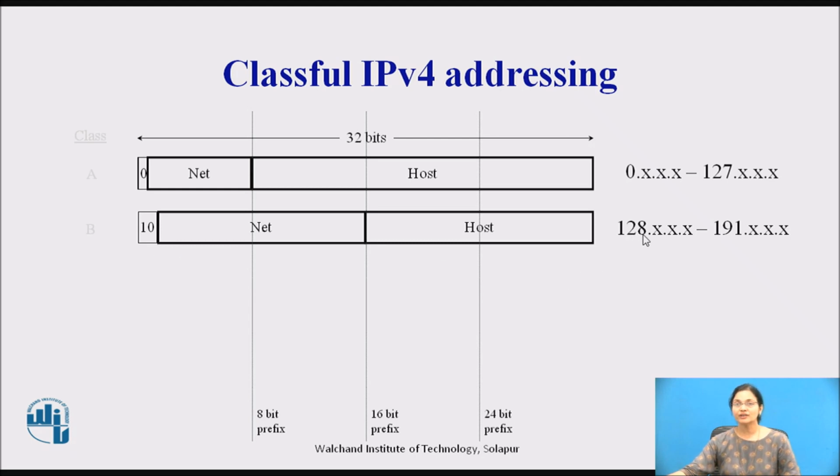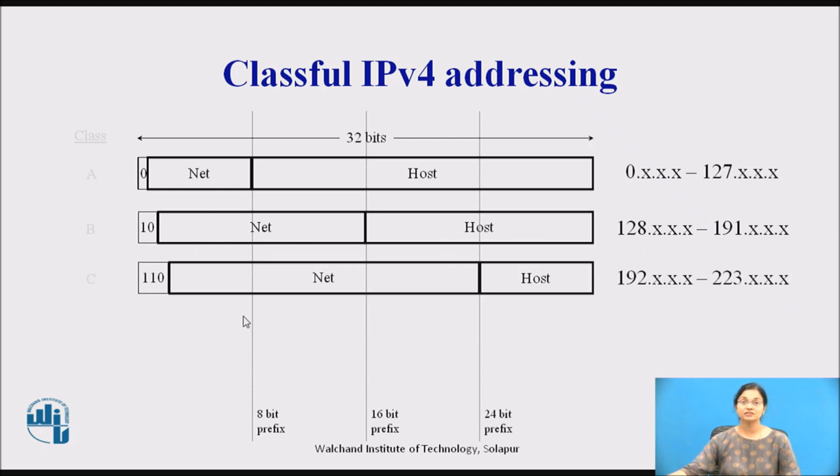So it is starting from 128 to 191.1111, all 11 will be there, that is the network address. So in class C, it will be starting with 110. See, 0, then 1 is added, then one more 1 is added. So here you can see the network address is up to the last bit. 24 bits will be for the network and 8 bits will be for the host.